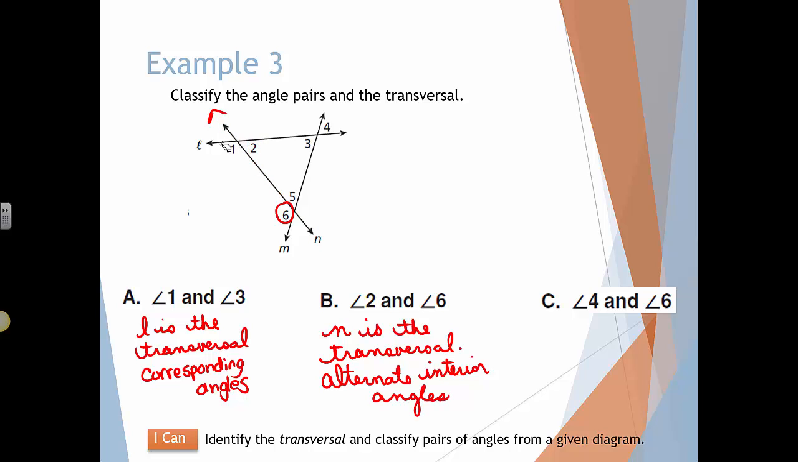Alrighty, last pair. I'm going to keep 6 circled because we're going to look at 4 and 6. Angles 4 and 6, all right, they have line M in common. So M is the transversal. And lastly, they are not on the interior. The interior would be in here. They are on the exterior, so they are alternate exterior angles.